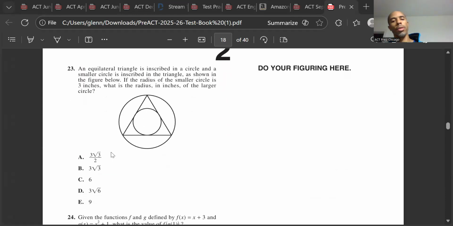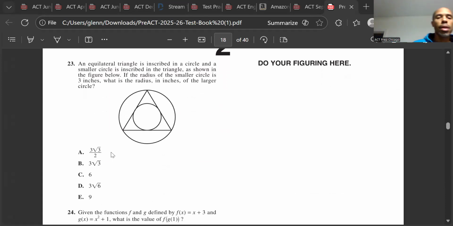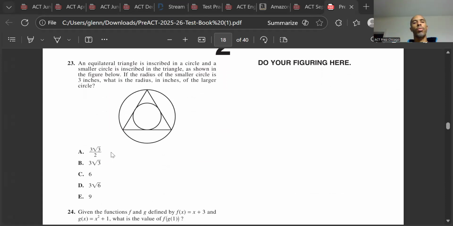All right, moving on. Oh yeah, this was a good one. An equilateral triangle is inscribed in a circle, and the smallest circle is inscribed in the triangle, as shown in the figure below. If the radius of the smallest circle is 3 inches, what is the radius in inches of the large circle?